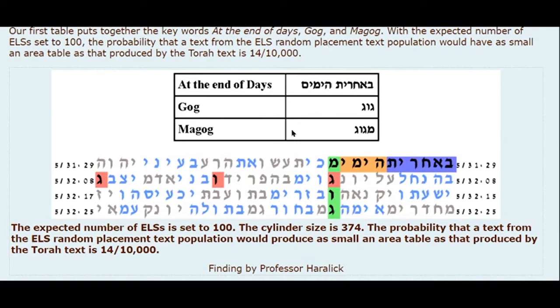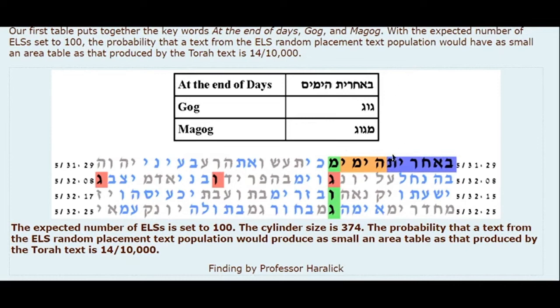You can see Gog and Magog, with the expected number of ELS. ELS, as mentioned many times, is equal letter sequence, from letter to letter with the same skip of letters. So the probability that a text from the ELS random placement text population would have a small an area table as that produced by the Torah text is 14 in 10,000, which is really 1.4 in thousands.